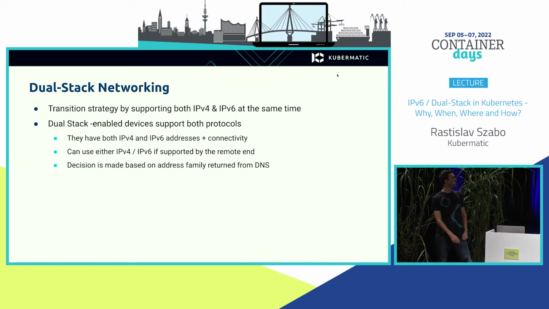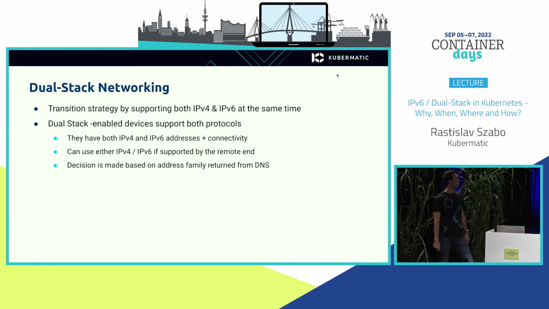Now let me talk about dual stack networking. Dual stack is essentially a transition technology, supporting both IPv4 and IPv6 at the same time. It turned out that we cannot just turn off the IPv4 internet and start using IPv6 on a single day, so we need some kind of transition strategy. Dual stack enabled devices support both protocols. They have both IPv4 and IPv6 addresses, and they can use either one, depending on what is supported by the remote end we are communicating with.